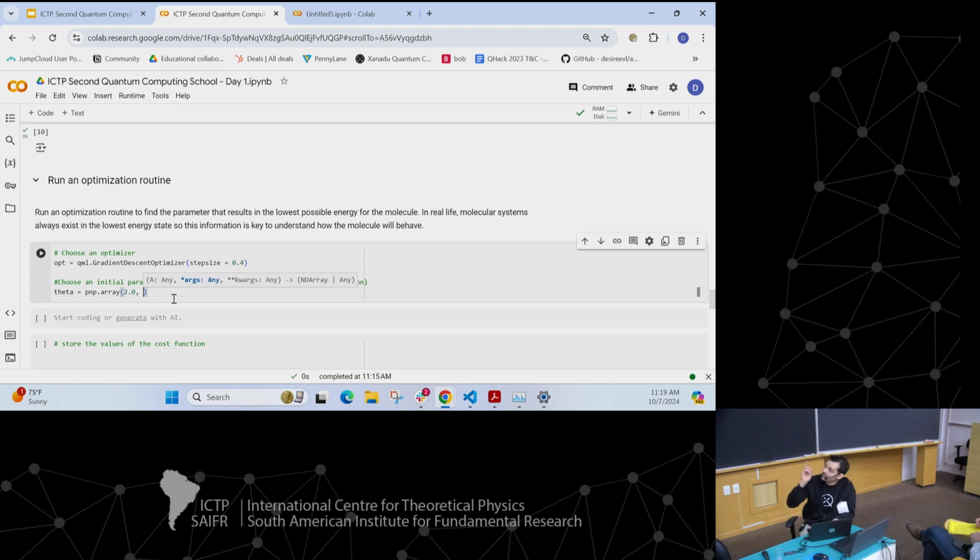And this is where the difference between PennyLane's version of NumPy and Python's version of NumPy becomes important. We're going to be differentiating this array, so we need to make it differentiable.